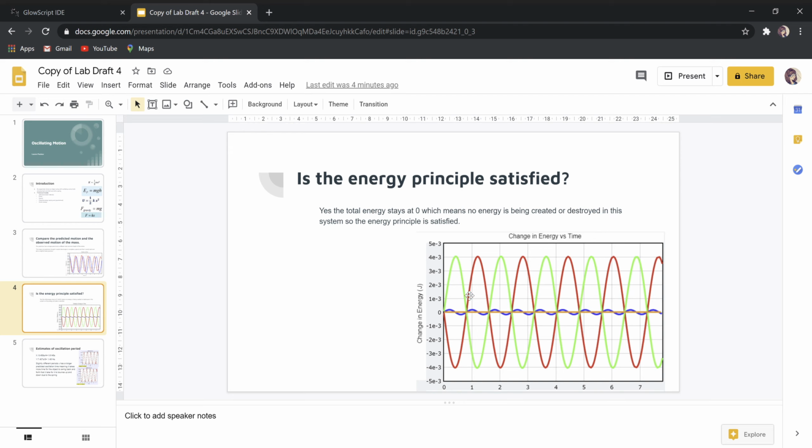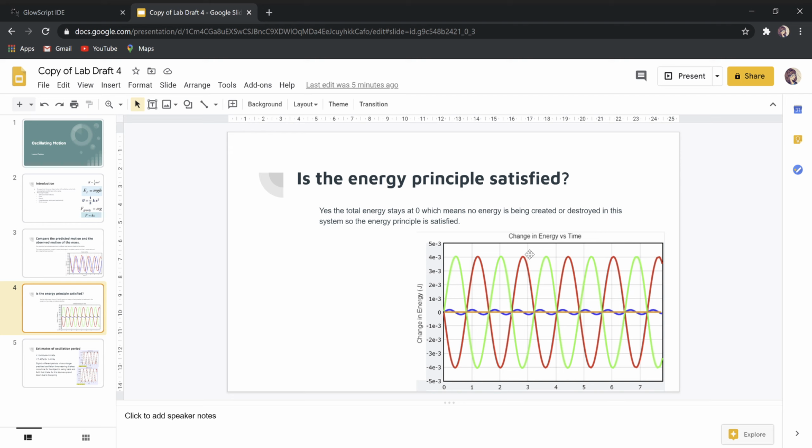And so we have the change in kinetic energy, gravitational energy, and spring energy as the green, red, and blue. But our total energy is going to be this orange line, which we can see stays at 0 and is not oscillating with the motion. It stays constantly at 0 the entire time.